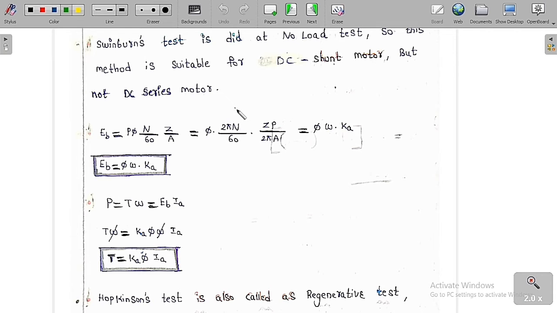So we use the field test to find the efficiency of the series motor, but with the help of Swinburne's test we find the constant losses. If you know the constant losses, we can find the efficiency at any load condition. So therefore Swinburne's test is basically used to find the constant losses. It is basically a no load test. It is only done for the DC shunt motor and also the DC compound motor, but not for the DC series motor, because you never have to operate the DC series motor at no load condition.